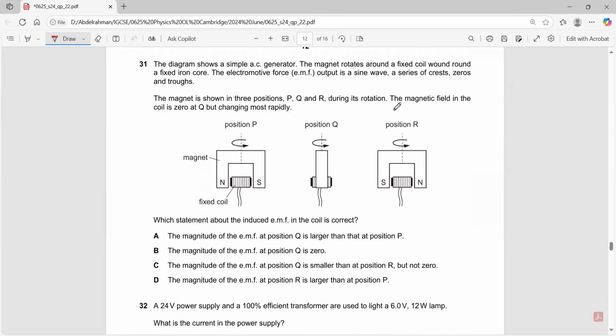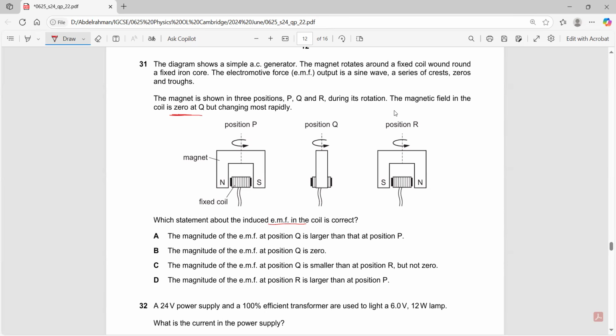The diagram shows an AC generator. The magnet rotates around a fixed coil. The electromotive force is a sine wave. The magnet is shown in three positions, P, Q, and R. The magnetic field in the coil is zero at Q. Okay, no problem, we have no problem with that. Which statement about the induced EMF in the coil is correct?